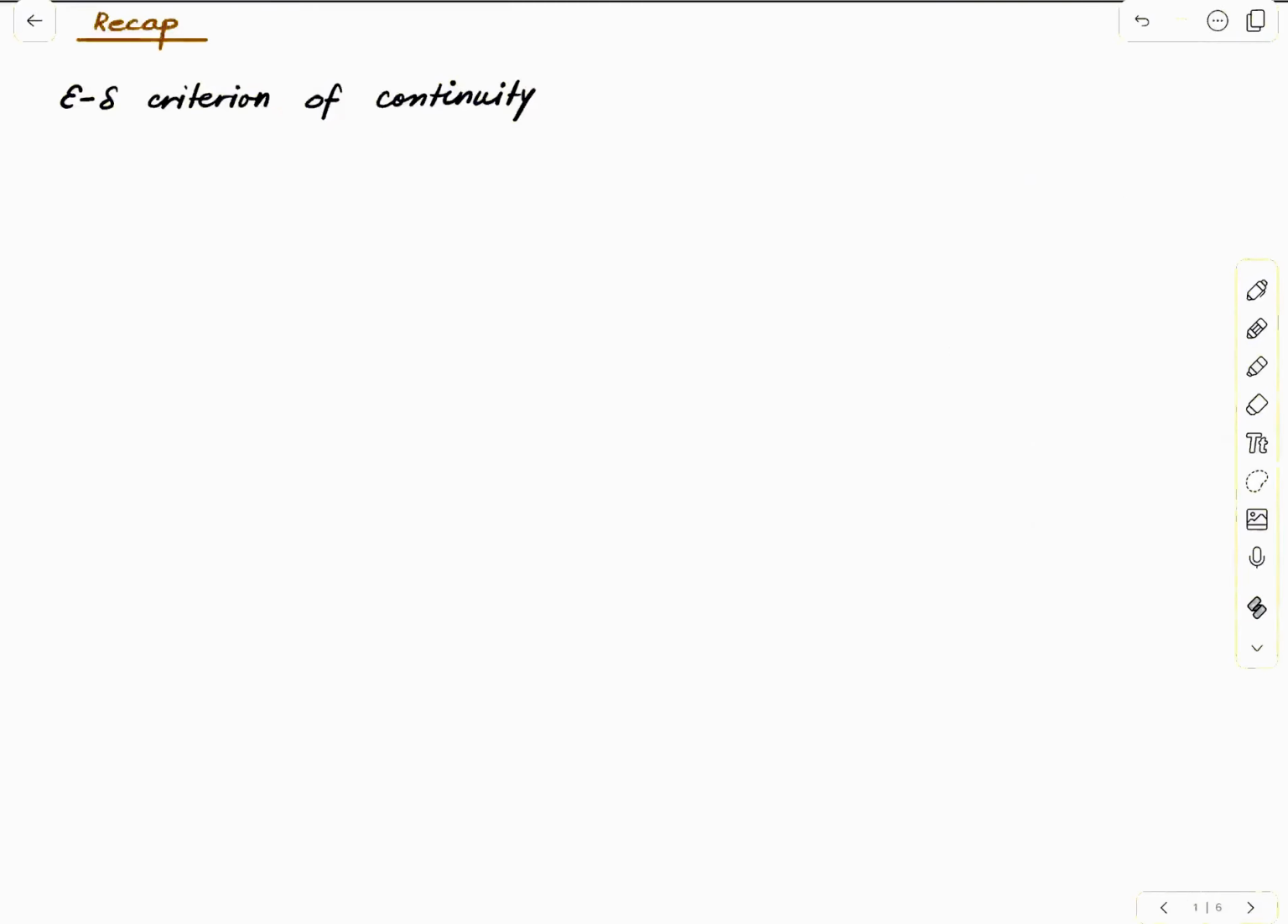Welcome to this lecture series in real analysis. In this lecture, we will be discussing the intermediate value theorem, which is a very interesting and very useful theorem in real analysis. And all we need to know very well is the epsilon delta criterion of continuity to fully follow this lecture. Okay, so with that, let us move on.